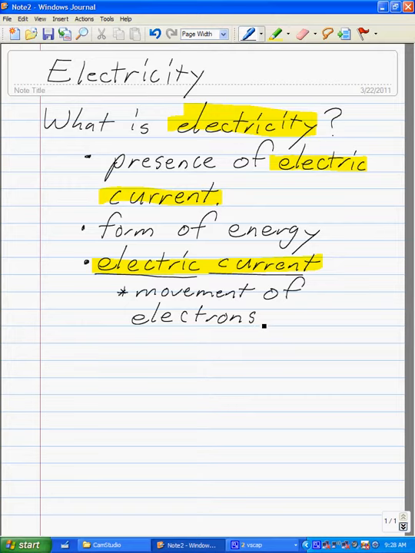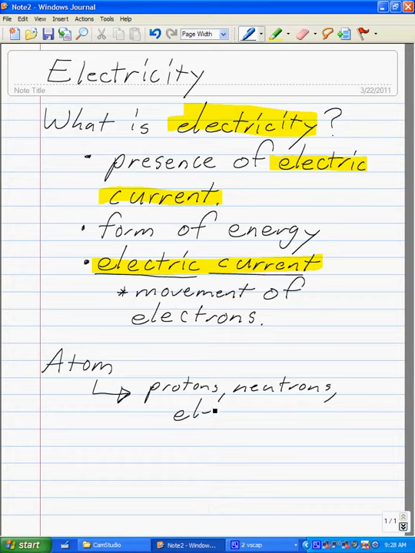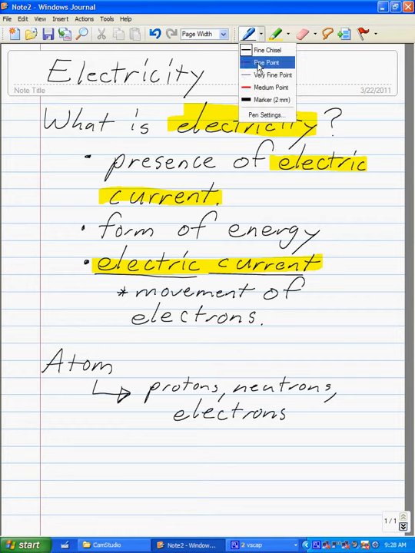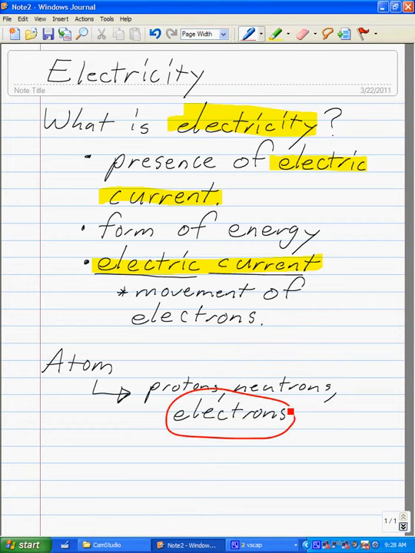Now hopefully from middle school, you remember that an atom is that little small part, and atoms have three parts. Atoms are made of protons, neutrons, and electrons. So electricity is the movement of these electrons around. We're going to move these electrons over a distance. That's going to give us electric current, which leads to electricity.